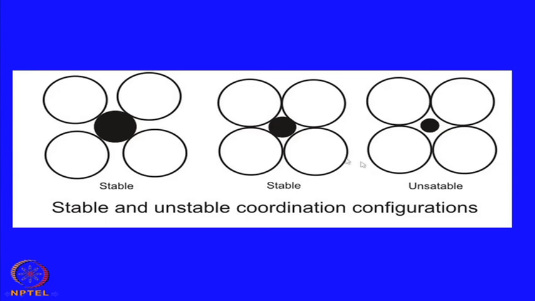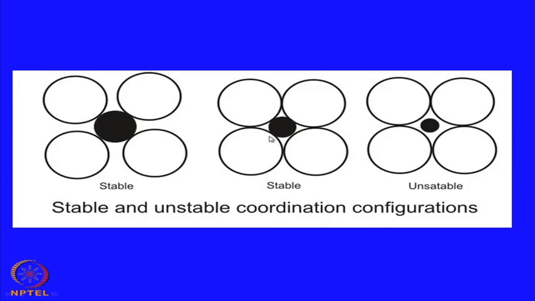So, we consider this particular arrangement, these particular situations. These white circles are oxygen ions, the larger ions, and the black circle is a cation, a metal ion, which is a smaller ion. Normally, they will sit in the interstitial site created by the atomic arrangement of the oxygen ions. Now, there are three different situations here. You can see, let us start from the right side.